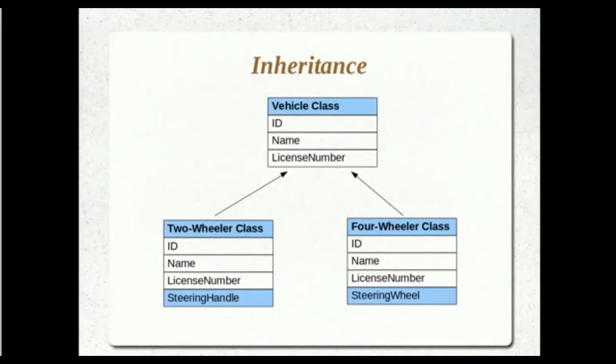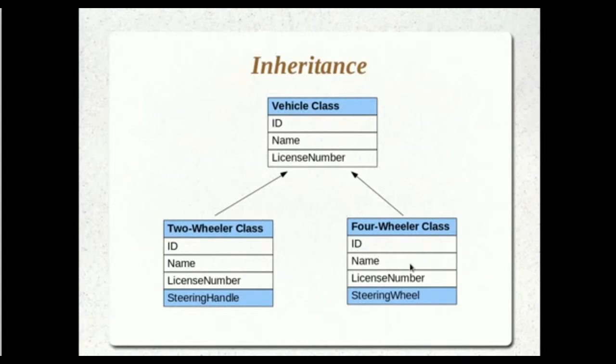To understand the need for mapping inheritance, let's take this example. I have an abstract vehicle class, and this class has ID, name, and the license number of the vehicle. We are saving this information in the vehicle class. Now I have two classes that extend this vehicle class. I have a two-wheeler class and a four-wheeler class. Now the two-wheeler class has an extra property called the steering handle, and the four-wheeler class has a steering wheel. Now this is my base abstract class. I'm not going to have objects of this class. I will have objects of either the two-wheeler class or the four-wheeler class, and I'll want to persist them both.